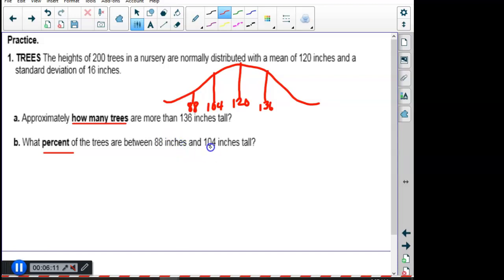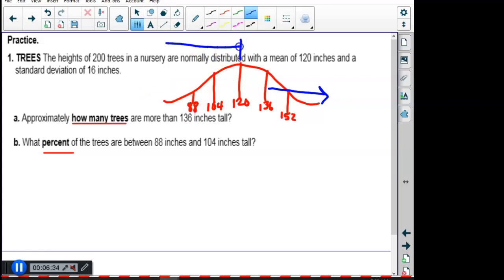Okay, I think that's all we need. We could keep going this way. If we had another 16, we'd have 152 maybe. I'm not going to be picky because it just says approximately how many trees are more than 136. So what is above here? Well, the best way to figure that out is actually to figure out what was below there.